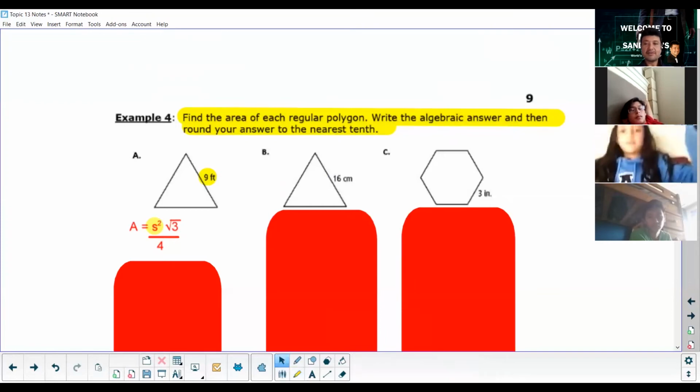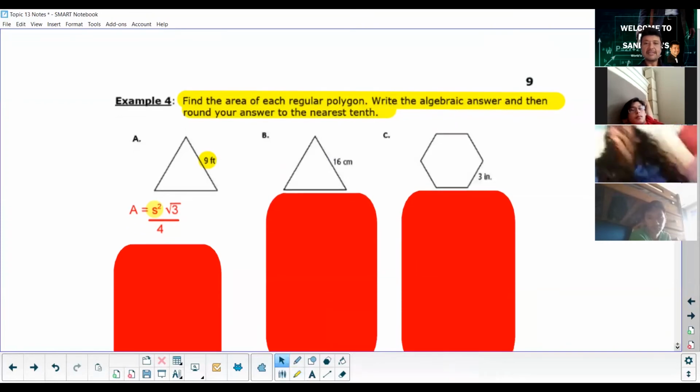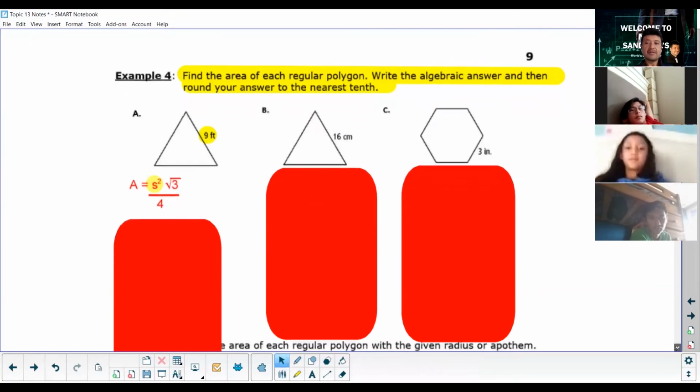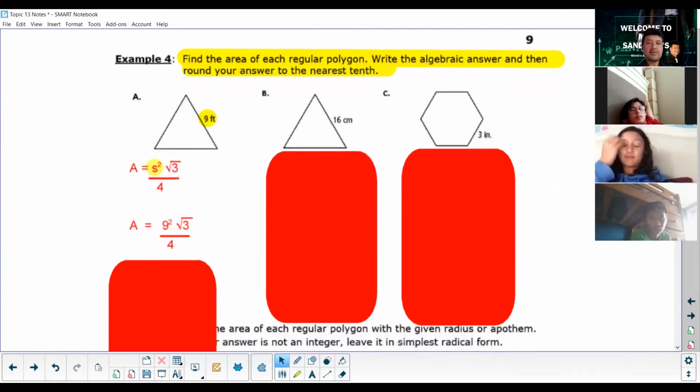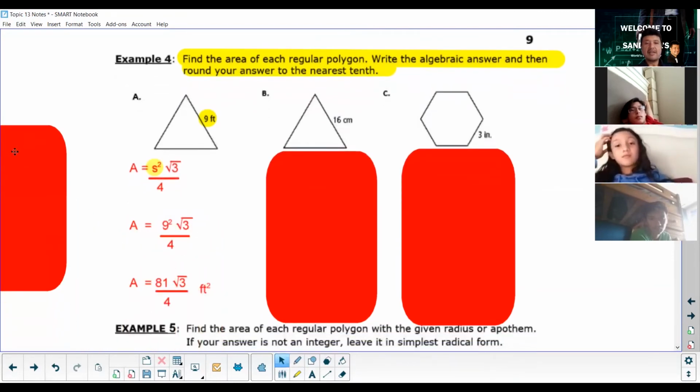Yeah, that's pretty much it. These equations are pretty easy. So in this case, we plug the 9 in, and then we'll get this as an area. All you have to do is 9 squared, and you get 81. Now, this is a whole answer, and it's not rounded. So if you do use your calculator, you round to the nearest 10.